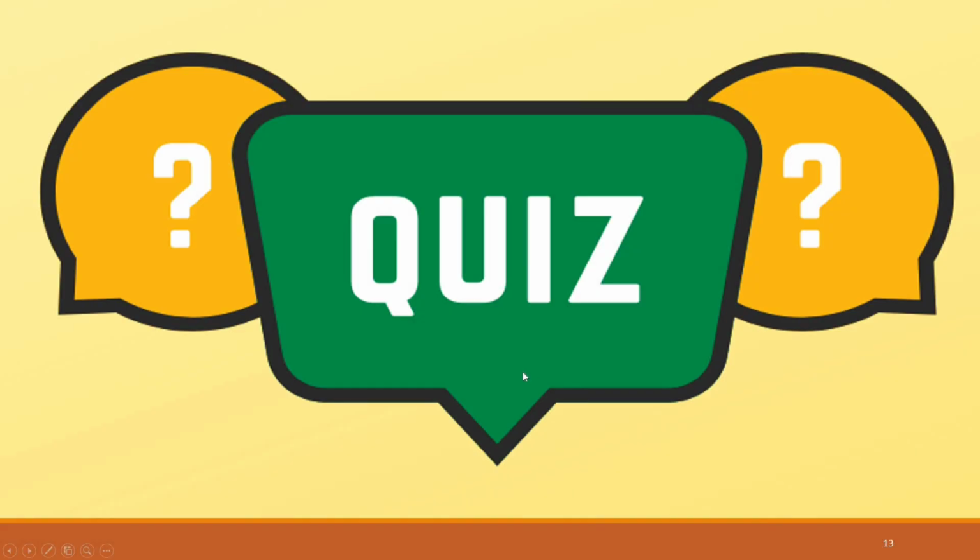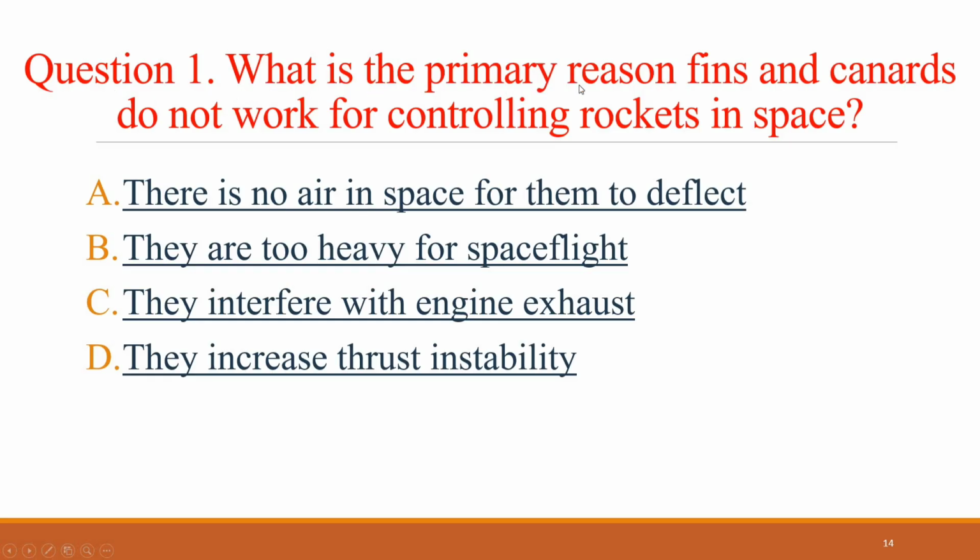Okay guys, now let's have a little quiz. The quiz consists of 5 questions. I'll give you 10 seconds for each one, and then I'll show you the correct answer. Let's start with the first question. Question 1. What is the primary reason fins and canards do not work for controlling rockets in space?